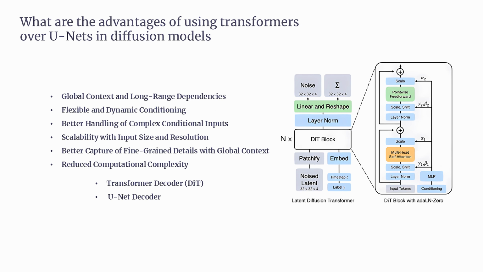For U-Net decoder, U-Net's reliance on convolutions and progressively larger feature maps results in higher spatial complexity as the model deepens. As the input size grows, so does the model's memory and computational requirements, which can slow down training and inference times. In summary, the transformer decoder in DiT offers significant advantages in tasks requiring global coherence, dynamic conditioning, and the ability to handle complex inputs like text.